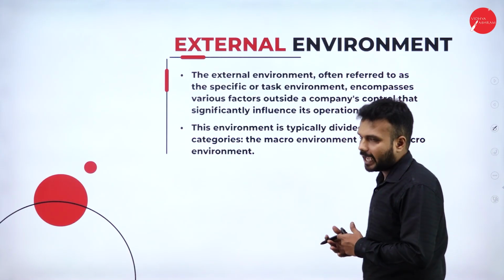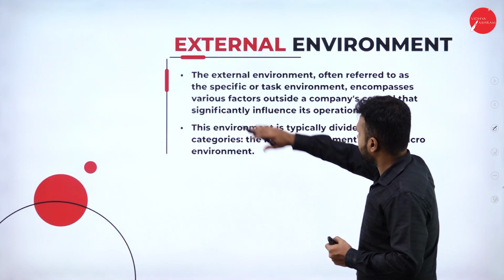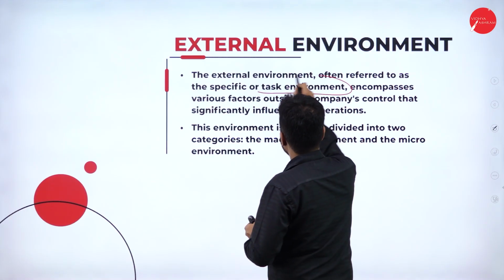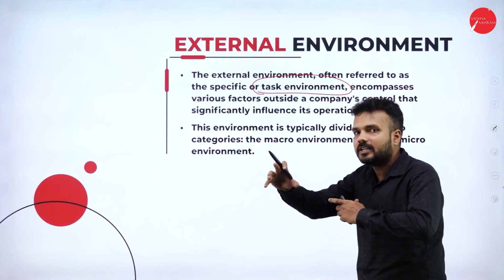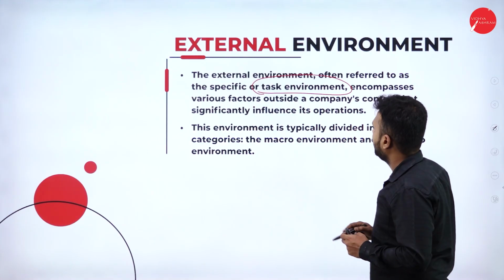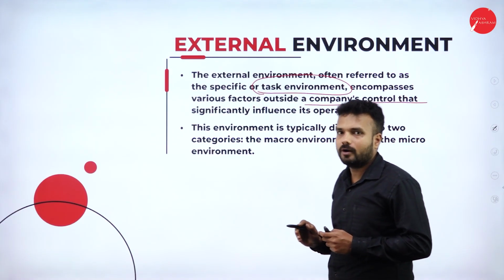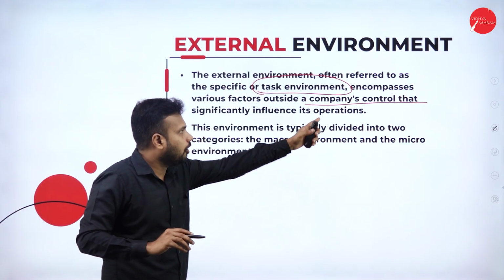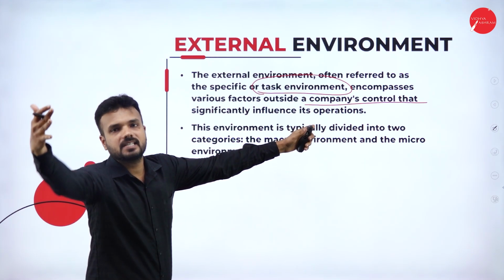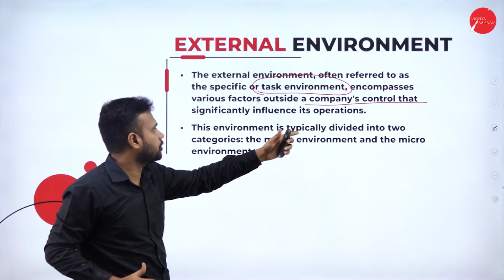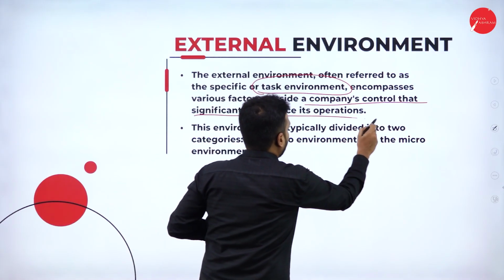So what exactly is the external environment? The external environment often refers to the specific or the task environment. This external environment is also known as a task environment. It is specific about a particular thing. Done. It encompasses the various factors outside a company's control. The company always has control only inside the organization, not outside the organization. It is out of control. So that is external environment that significantly influences the operations.